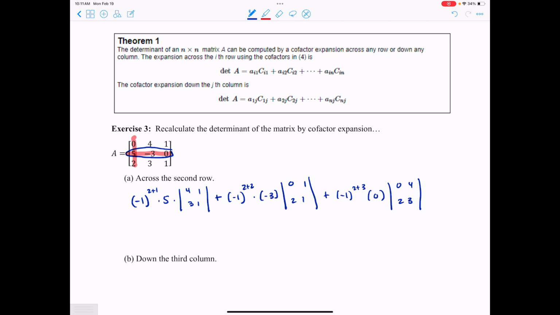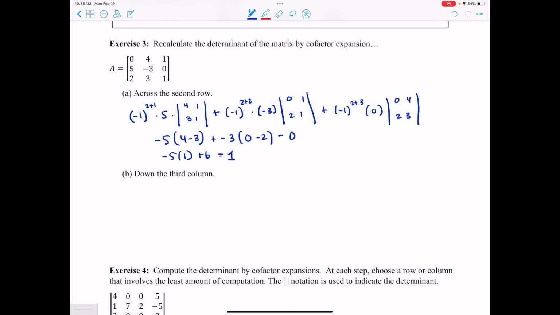And then working this out, notice this is a negative 5 times 4 minus 3 plus negative 3 times 0 minus 2 minus 0. So negative 5 times 1, and then negative 3 times negative 2 is a plus 6, which equals 1. So why don't you guys try doing the determinant around the third column and then compare it to my solution.